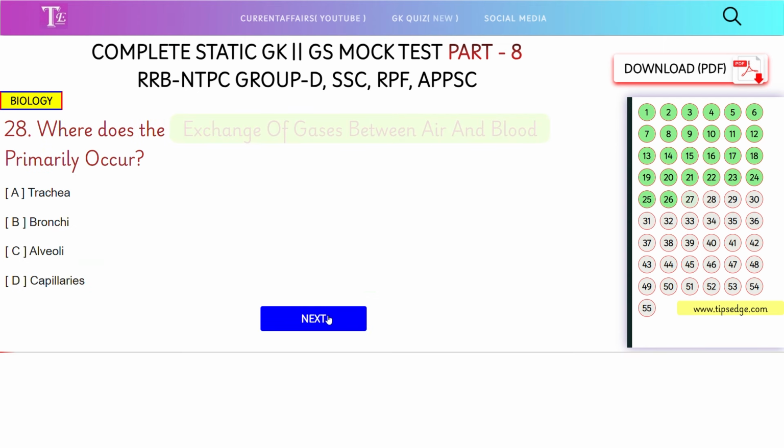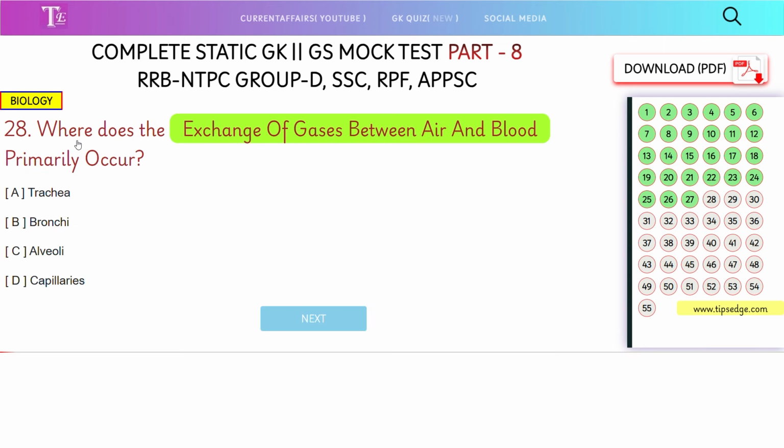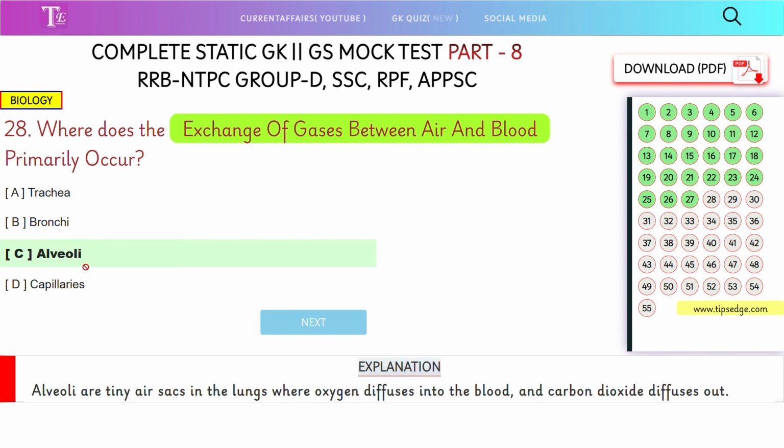Now moving to the 28th question. Where does the exchange of gases between air and blood primarily occur? Answer: alveoli. Alveoli are tiny air sacs in the lungs where oxygen diffuses into the blood and carbon dioxide diffuses out.